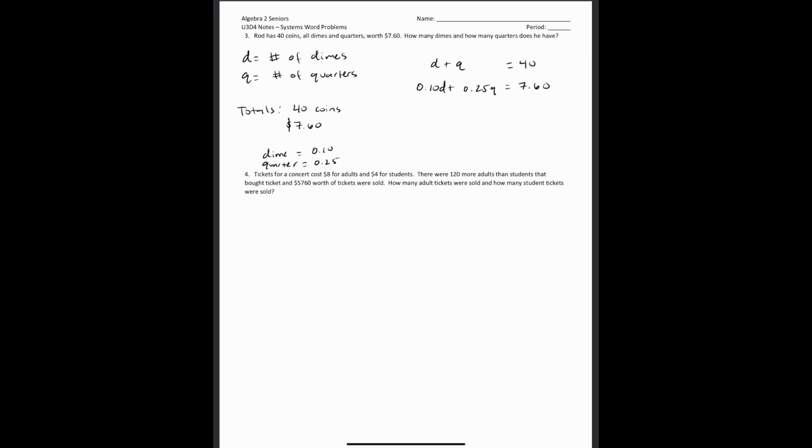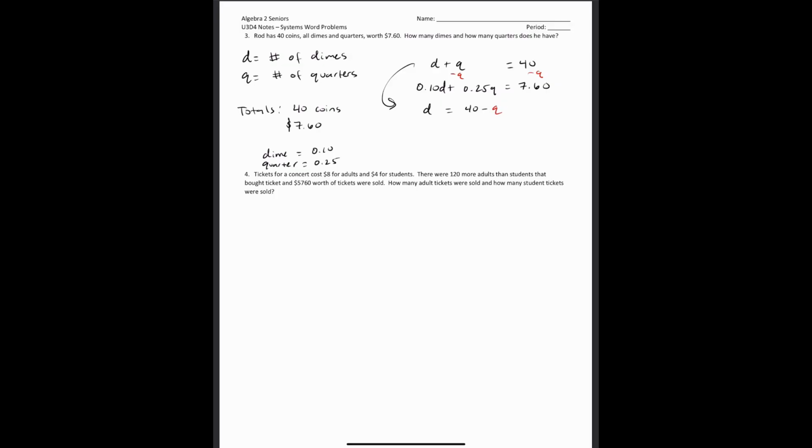If we look carefully at the first equation, D plus Q is equal to 40, what I'm going to do is solve for one of the variables, meaning I need to let D or Q be on its own on one side of the equation. I'm going to solve for the number of dimes, which is D. So I need to get D by itself. So how do I do that? I need to subtract both sides by Q. And I get D equals 40 minus Q.